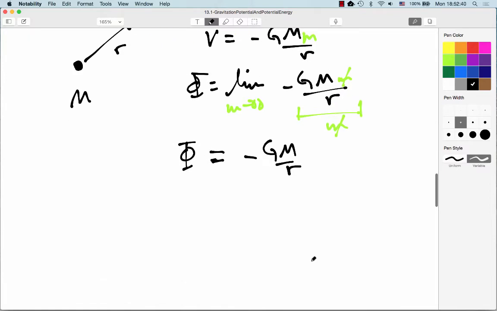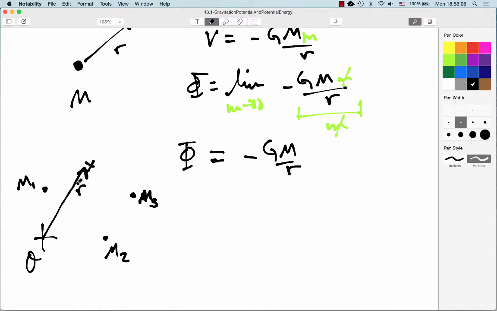Okay. So now let's say I have more than one mass. So this is the origin of my system here. Let's put, say, M1 here, M2 there, M3 over here. Let's say that's my point of interest right there. So my point of interest would be located at r. That would be r1, r2, r3, like so.